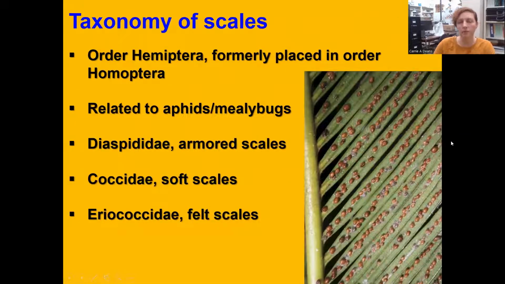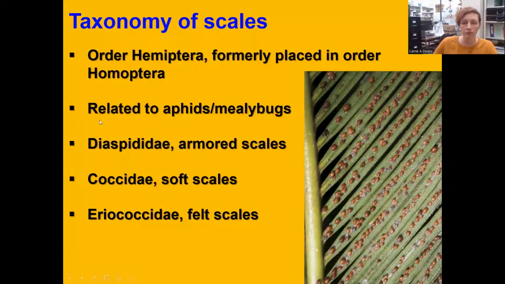So when we talk about scales, we're referring to insects in the order Hemiptera. They were at a later time placed into another group, Homoptera, which has since been placed as a suborder within Hemiptera. But this is the order that has a lot of different types of sucking pests in it, including aphids and things like that. And scales are quite similar in many aspects of their biology to aphids and mealybugs.